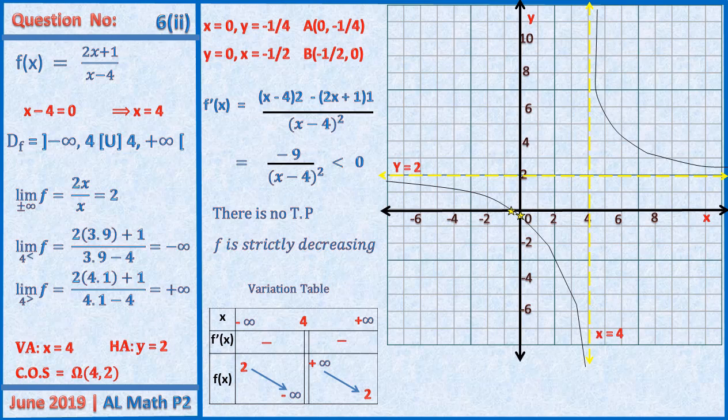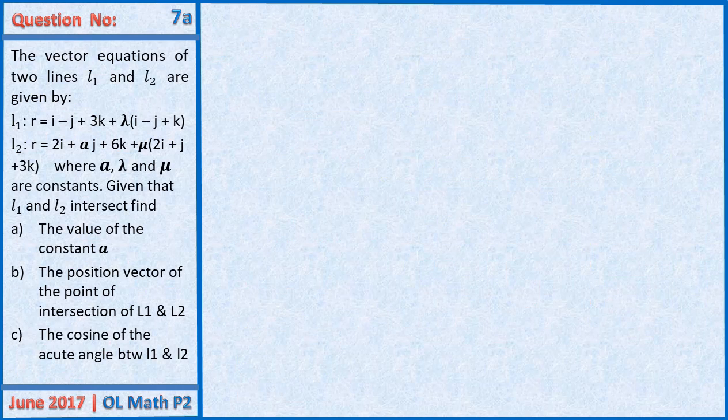So this is the curve of the function f of x equals 2x plus 1 on x minus 4. Okay, so it is complete and everything has been indicated. Let us go ahead. We have question 7.